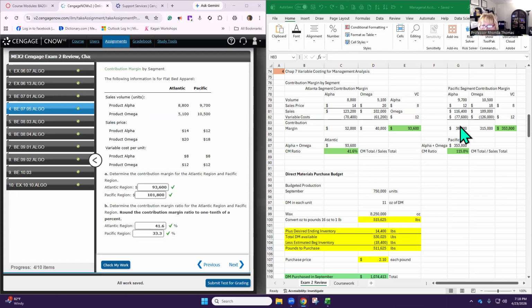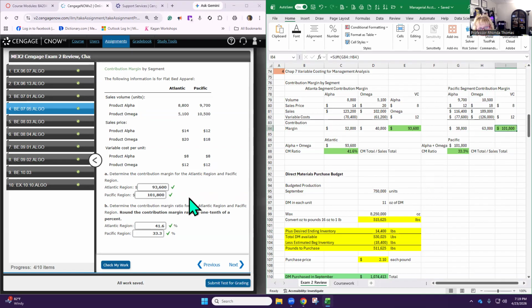Okay. So back where I was. All right. So now we have for Pacific, their alpha product has a contribution margin of 38,800. Their omega product line, and I need to add these together because that's way too much. See how that's way too much? So we want just these two. All right, there we go. So that's more reasonable. There is the 101,800. So when you add these two together, you get the 101,800.